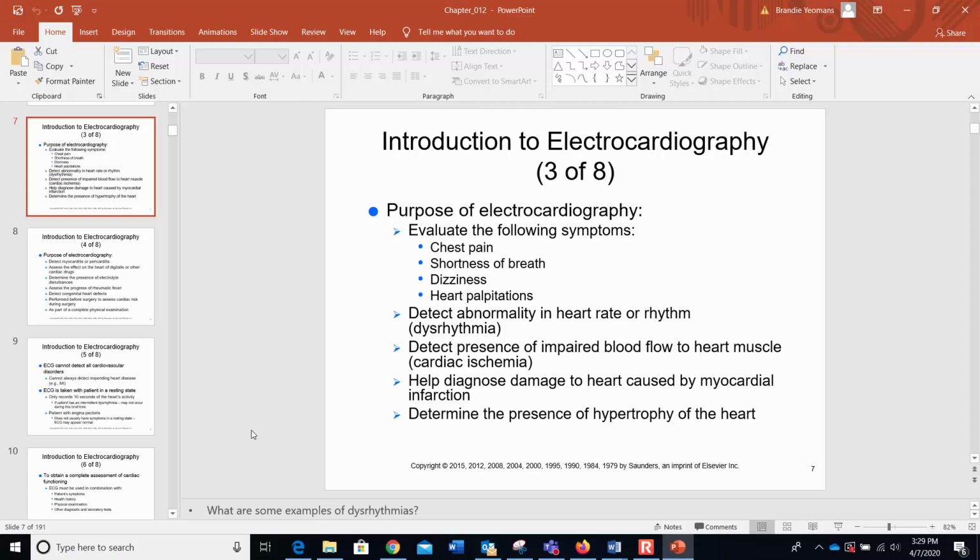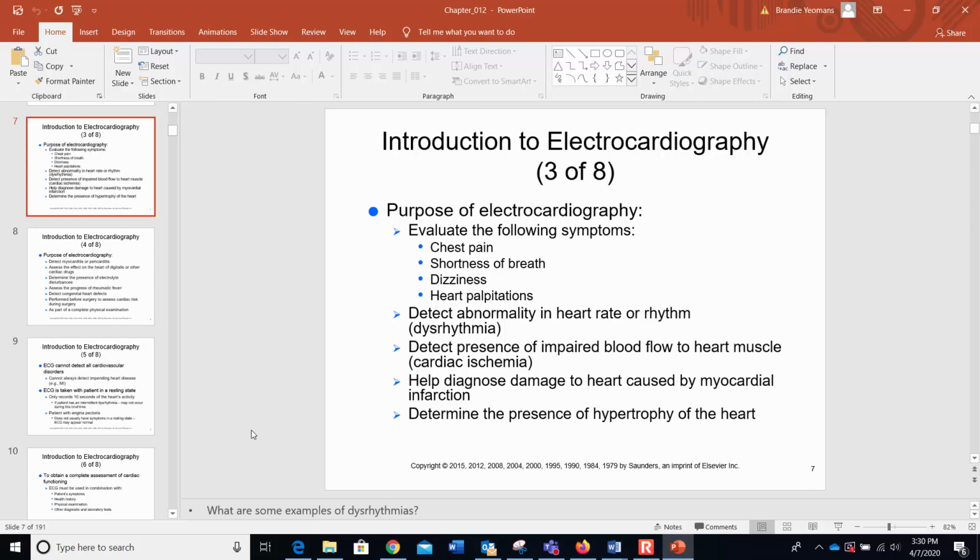So why do we do electrocardiography? We're going to evaluate several things: chest pain, shortness of breath, dizziness, and heart palpitations. Sometimes you may even have a patient that comes in needing an EKG for a fitness for duty, or maybe it's part of their annual testing that they have for insurance. But these are the primary reasons why we would want to do an ECG with a patient that was symptomatic in the office. So hopefully we're going to find what's causing this problem.